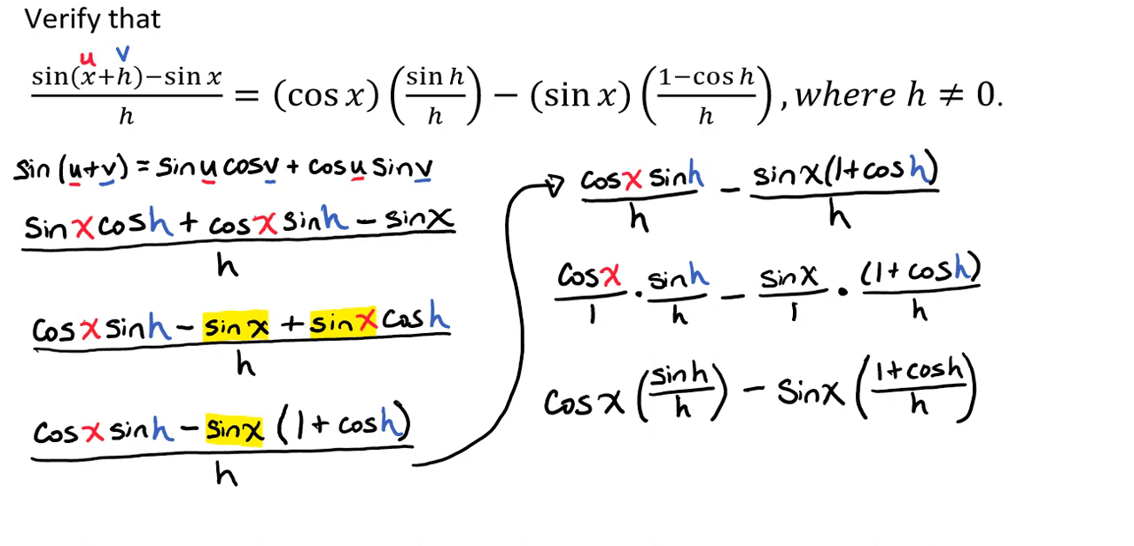which gives us the cosine of x times the sine of h over h minus the sine of x times 1 plus cosine h over h, which is exactly what we wanted to get to. And so we can see that we've now verified that, and we're finished.